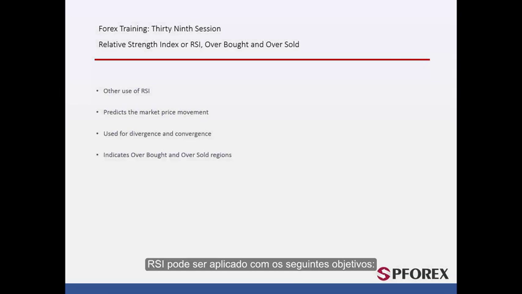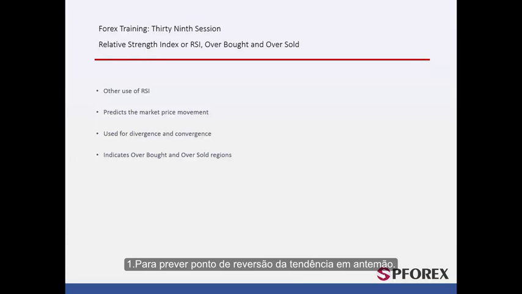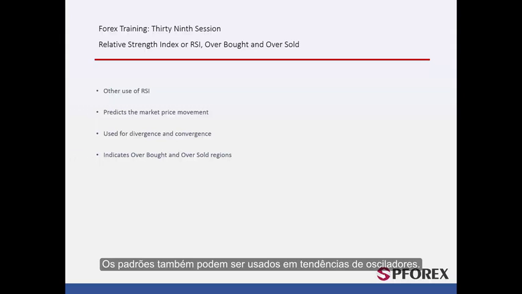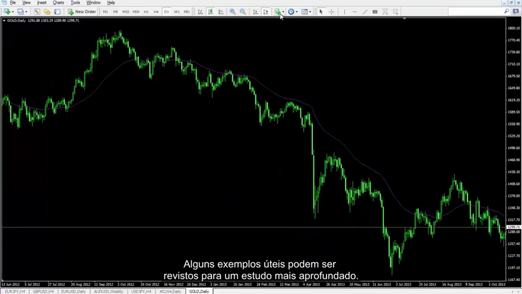RSI can be applied for the following purposes. 1. To predict reverse point of trends beforehand. 2. To specify divergence and convergence. And 3. To indicate overbought and oversold regions. Patterns can be applied on oscillated trends too. Some useful examples can be reviewed for further study.